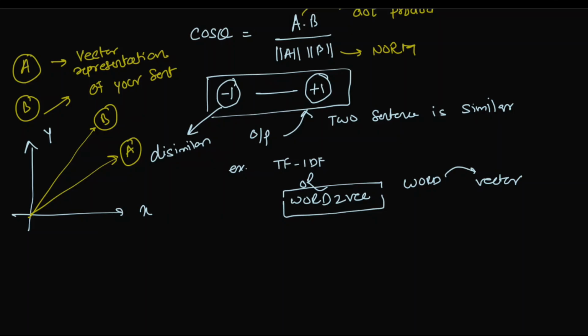Now once it is converted into the vector format, we will apply the cos. We will apply the trigonometric function cos theta. Now if this cos theta, as we can see, the theta between A and B is very close, so these sentences are close to similar, right? They are similar.